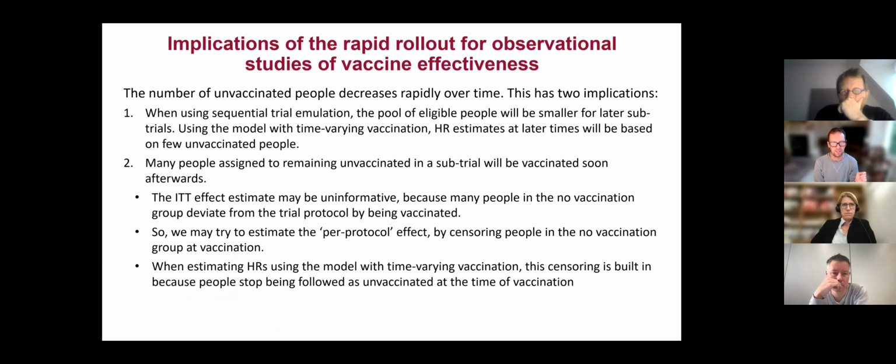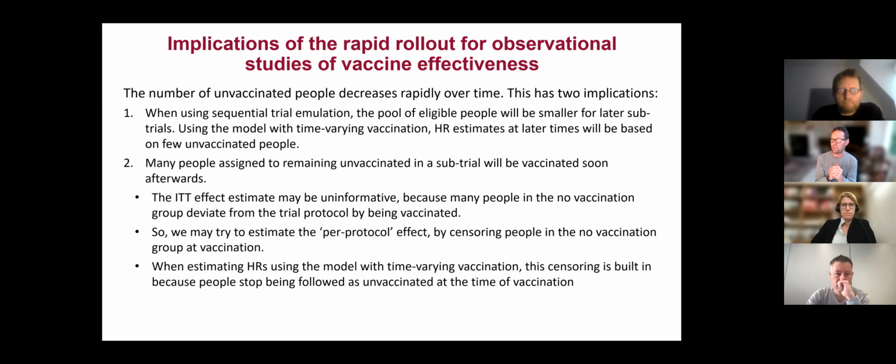More importantly, many people assigned to remain unvaccinated in one of our daily sub-trials will be vaccinated soon afterwards. And that means that intention to treat effect estimates may be uninformative. Because if I take somebody who's vaccinated, for example, on the 2nd of January 2021, and I match them with an unvaccinated person, what I'd like to do is to follow them both over time from that point onwards. But then my unvaccinated person may be vaccinated on the 8th of January.